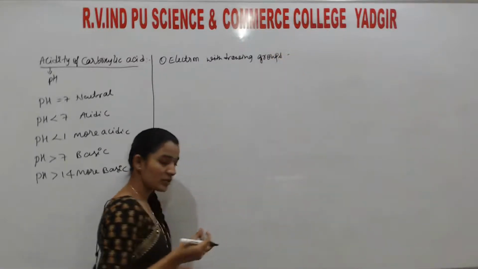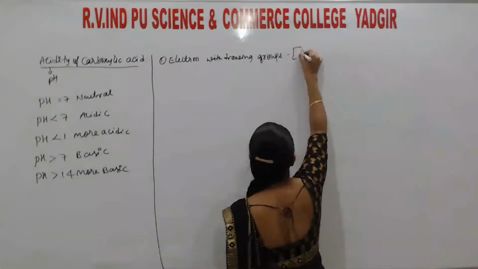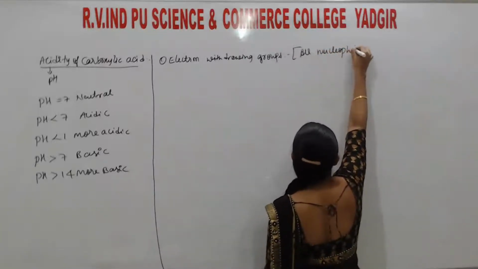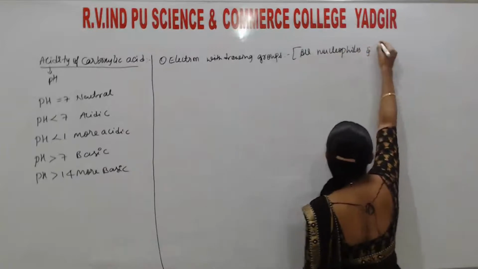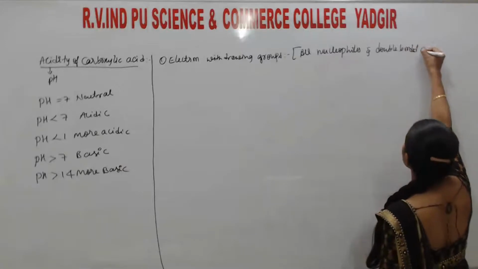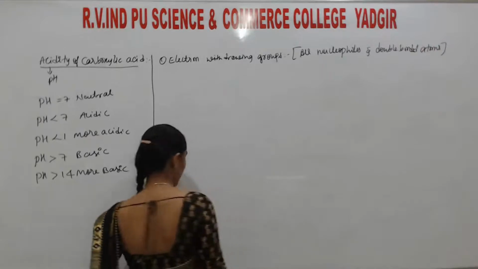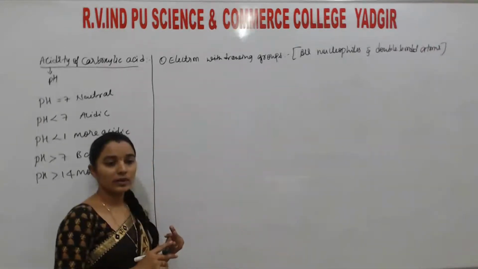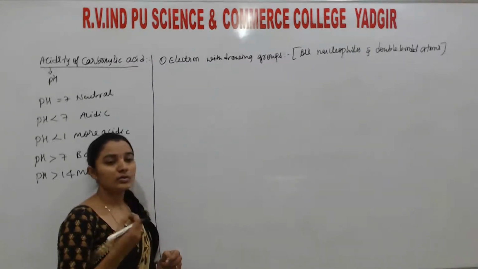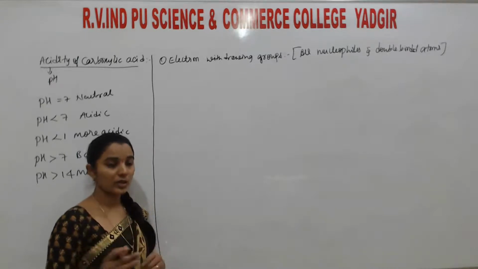So remember here students, what are electron withdrawing groups? All nucleophiles and double bonded atoms are the electron withdrawing groups. For example, OH minus, Cl minus, F minus, NH2 minus, and OCH3 minus. So all are what? Electron withdrawing nucleophiles, negatively charged species.